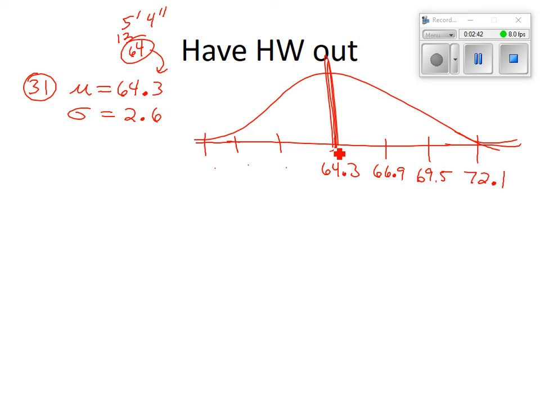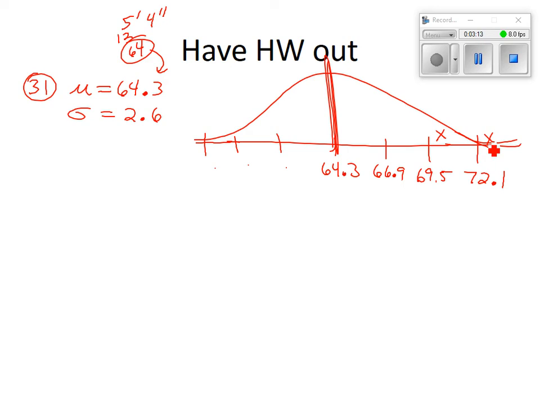What's the chances of us picking a female in our classroom and their height being right there? Unlikely. If you're out more than 2 standard deviations from the mean, that's unlikely. What's the chances of picking a female out there? Very unlikely. All right, so remember all that. Some of the stuff we do today is going to deal with some of that.